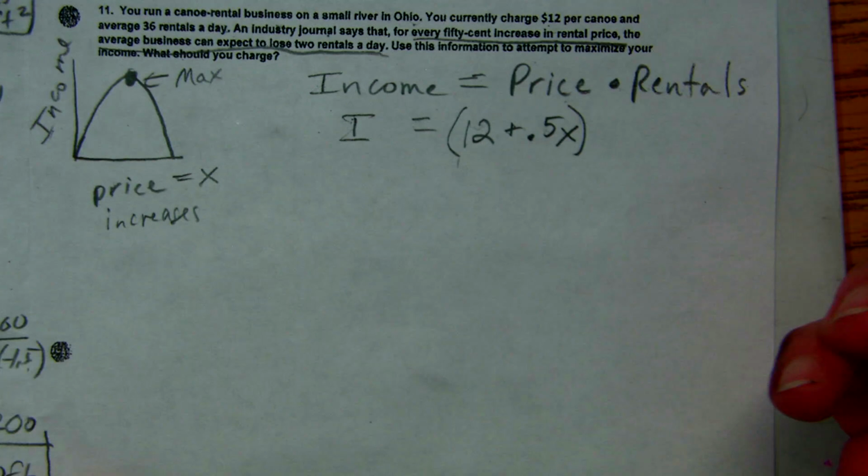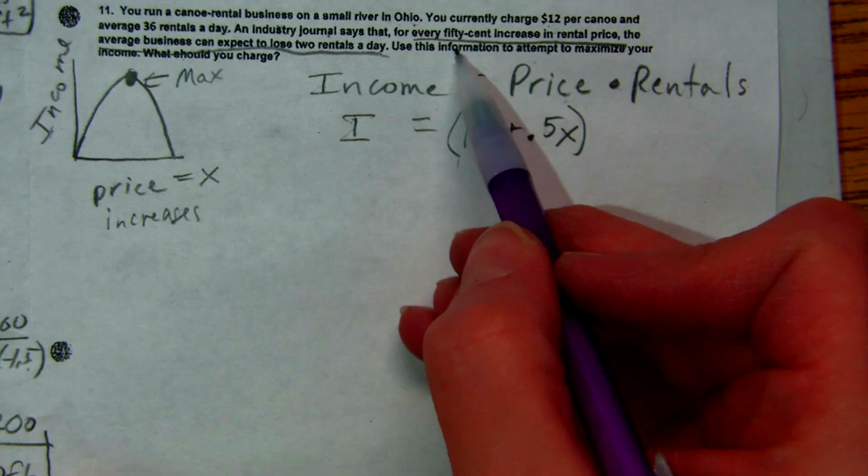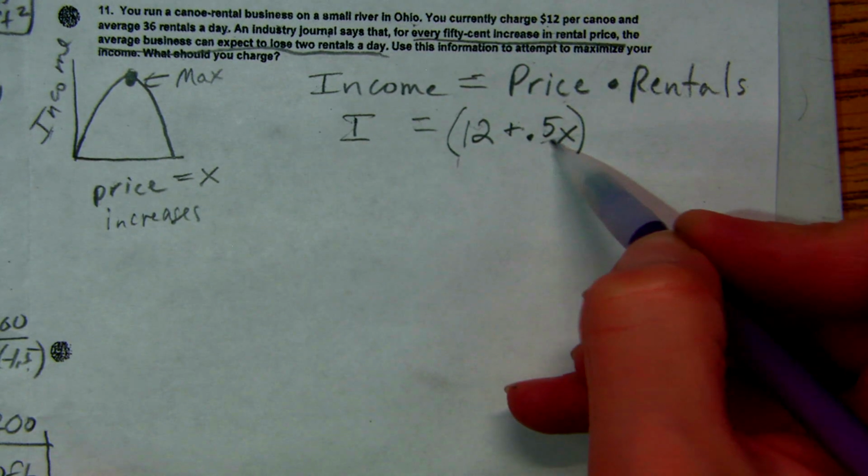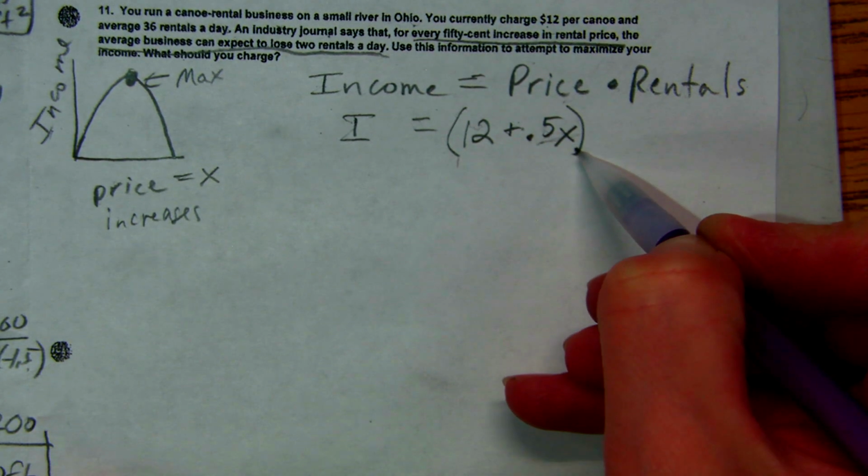How did you get 0.5? Because it's a 50-cent increase in rental price. Oh, okay. So I'm increasing my price 50 cents X number of times.